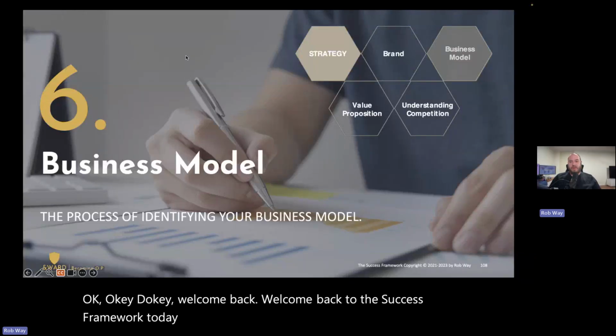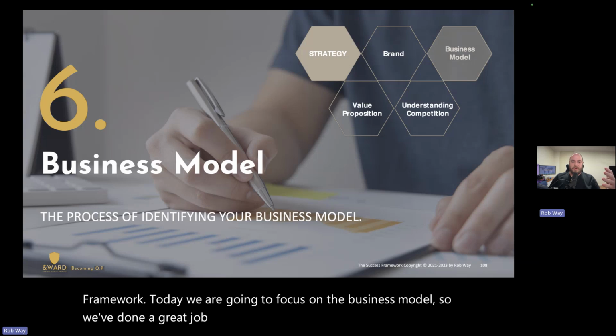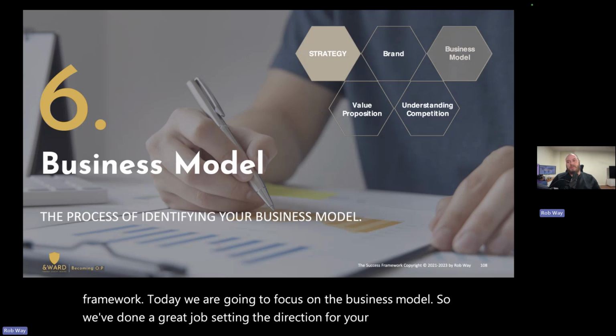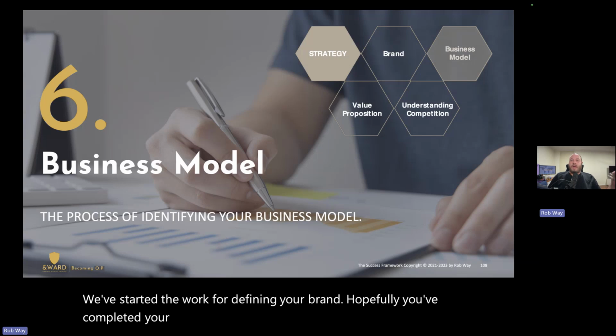Today we are going to focus on the business model. So we've done a great job setting the direction for your business. We've started the work for defining your brand. Hopefully you've completed your homework. And now what we're going to do is set up the business model.